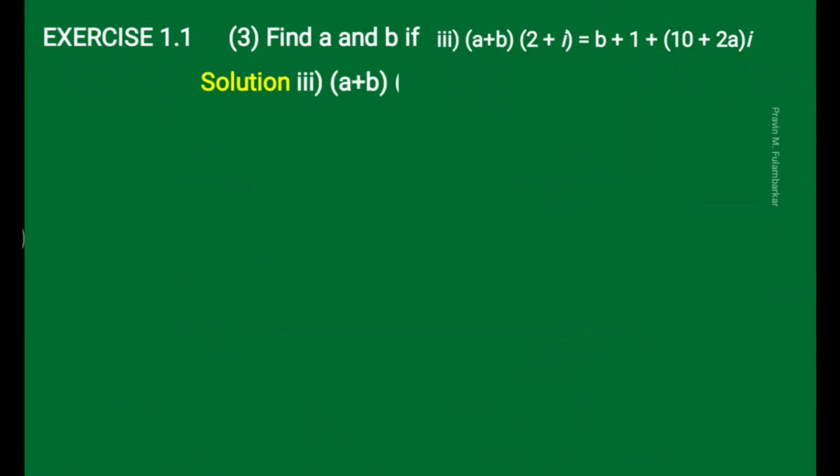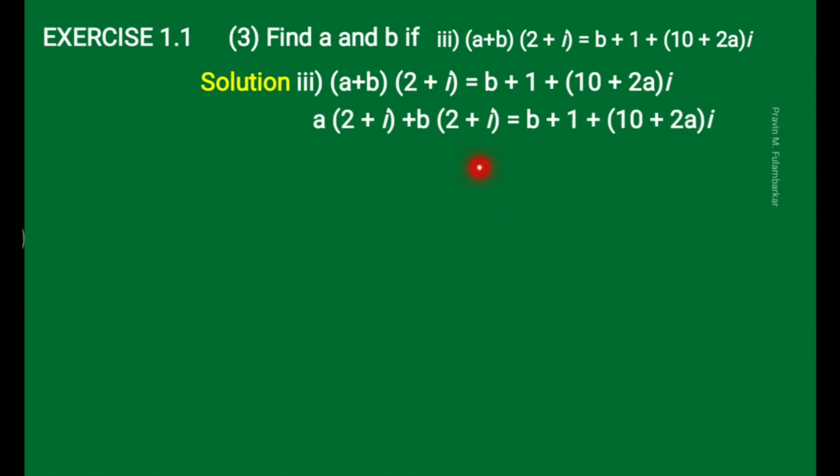See here in the solution what we have to do. First we multiply (a + b) by the bracket (2 + i). So we multiply a by (2 + i), then we multiply b by (2 + i), keeping the RHS as it is. Now multiply a by each term of the first bracket and b by each term of the second bracket. So we get 2 into a as 2a, a into i, that is ia, b into 2, that is 2b, b into i, ib, keeping the RHS as it is.